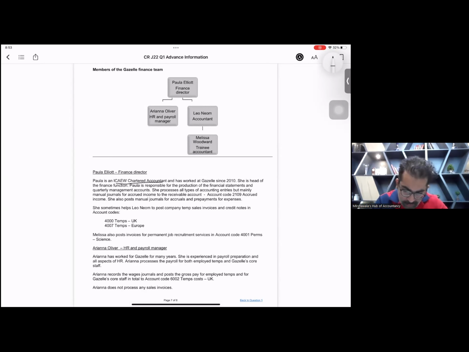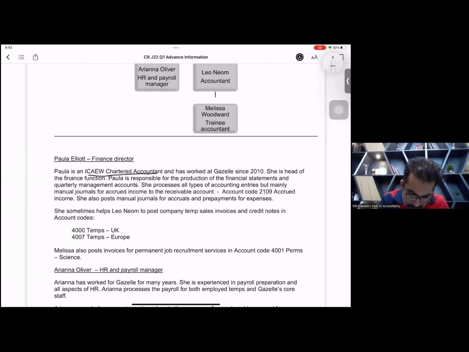Now, she's head of the finance function. Paula is responsible for production of financial statements and quarterly management accounts. She processes all types of accounting entries, but mainly manual journals for accrued income to the receivable account, account code 21C. She is responsible for that accrued income.